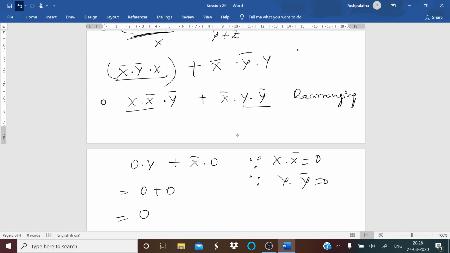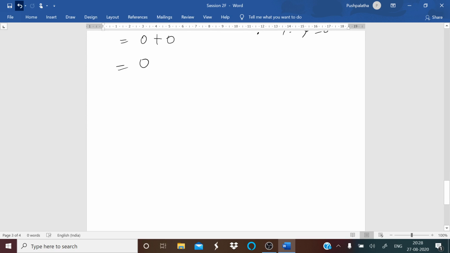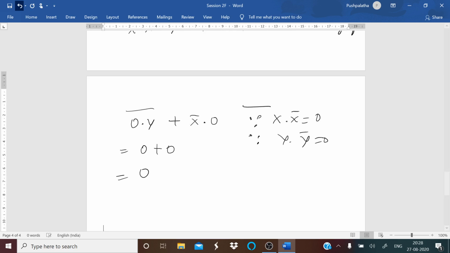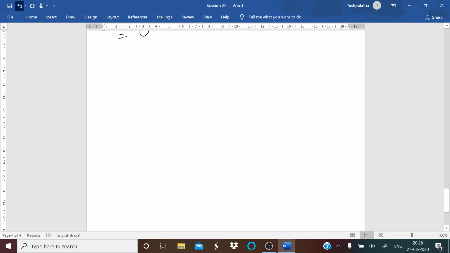Similarly, we have to prove the second theorem. So what does the second theorem state? In the second theorem, you have x into y the whole bar equals x bar plus y bar. You have to prove this again.